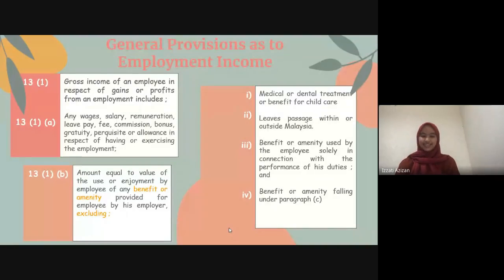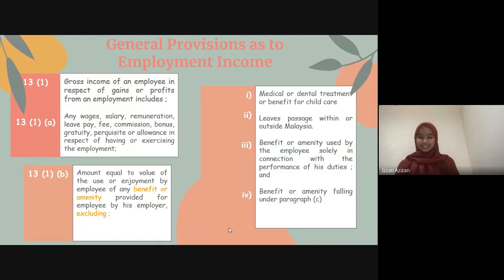Section 13, subsection 1B: an amount equal to the value of the use or enjoyment by the employee of any benefit or amenity provided for the employee by his employer. This benefit or amenity is not convertible into cash. For example, the employer gives the employee a driver or a gardener.